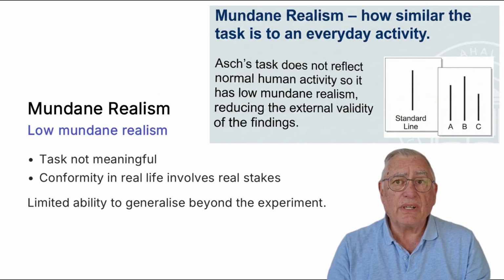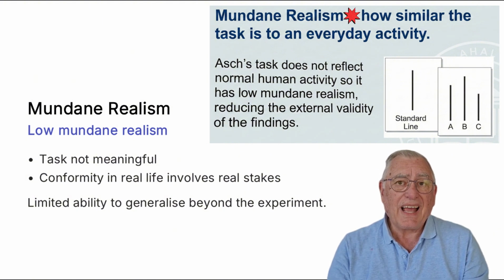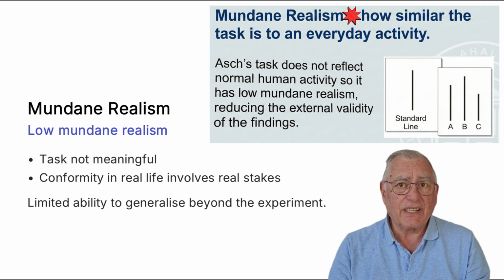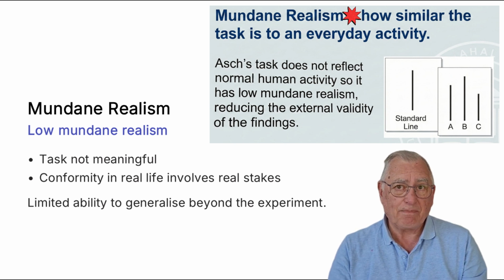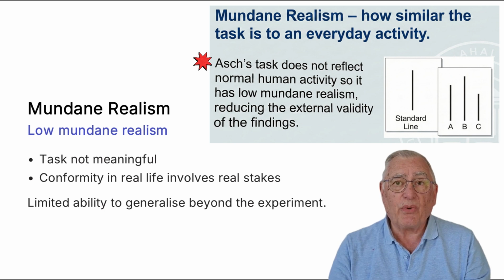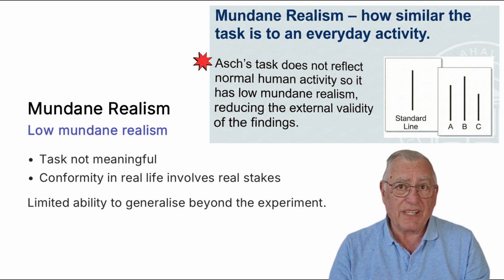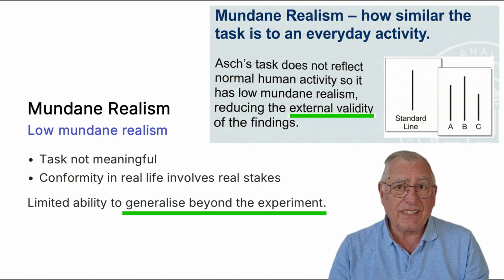Closely linked to ecological validity is mundane realism. Mundane realism means how much the task reflects an everyday activity. Asch's task does not reflect anything that people normally do, so it has low mundane realism, and this further reduces the external validity of the findings. External validity, that's being able to generalize beyond the experiment.